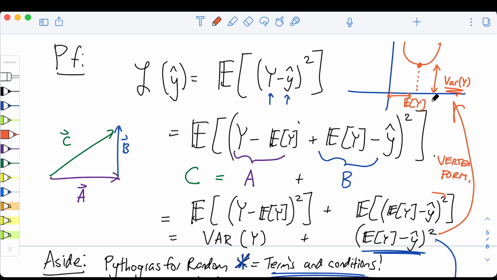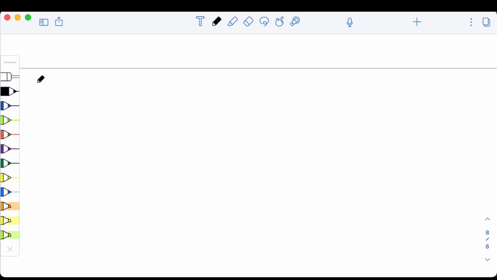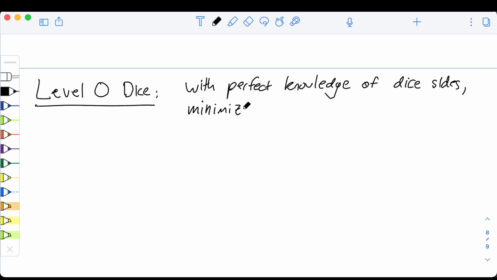Let's write down the morals of the story. The level 0 version of the problem: level 0 dice estimates. This is with perfect knowledge of the dice, let's say the dice size. Minimize y minus y hat. That was the level 0 version.